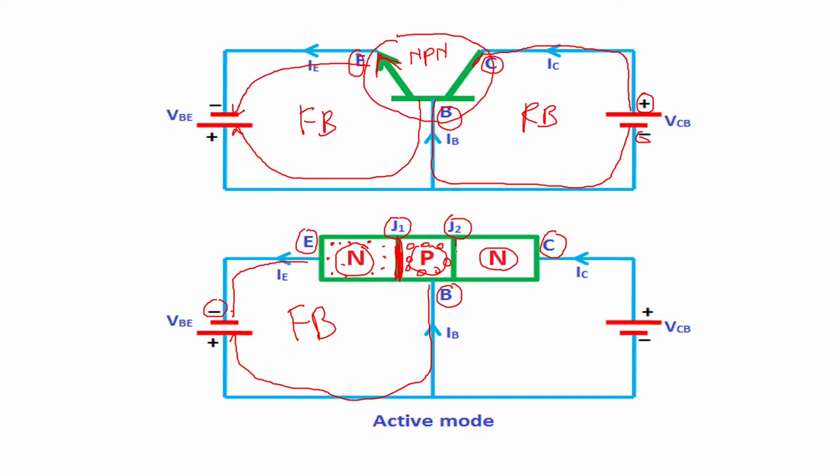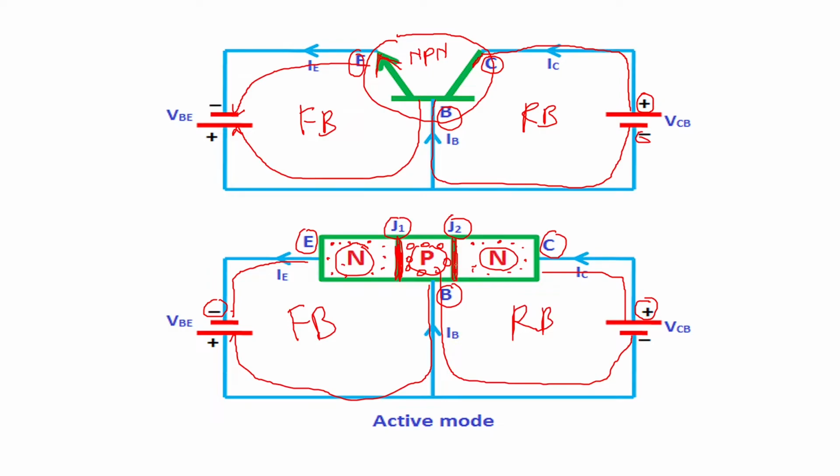Similarly, if you go to see the second junction, here the collector region, which is N, having electrons as majority charge carriers, is connected to the positive terminal of a battery, and P type, which is having holes as majority charge carriers, is connected to the negative terminal of the battery. So they have been attracted by the polarity of the battery. So it is a reverse bias condition.